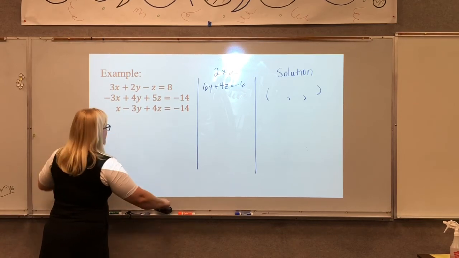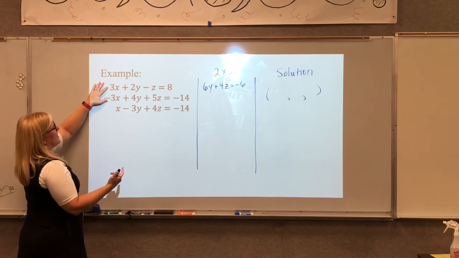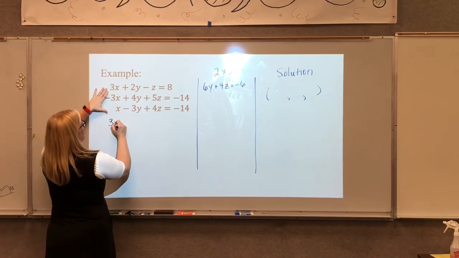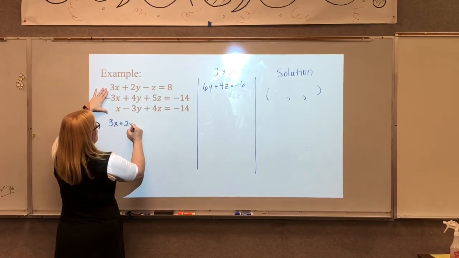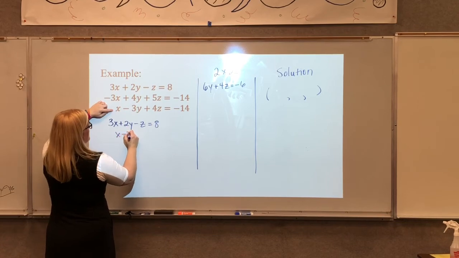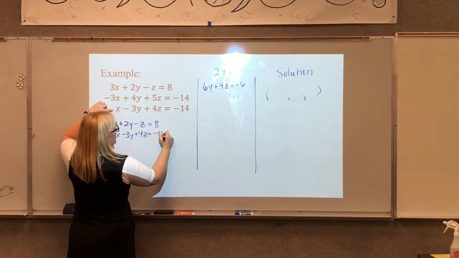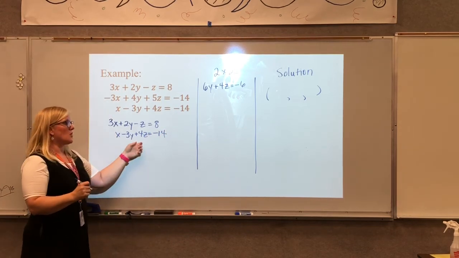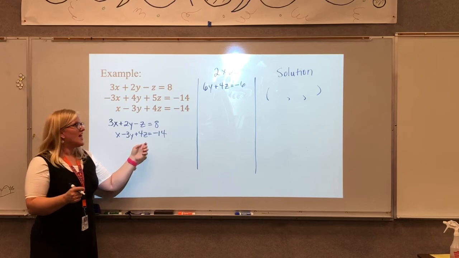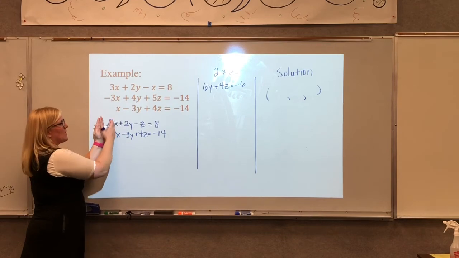Okay, so I did the first 2, and like I said, it doesn't matter really what you pick. I think I'm going to pick the first one and the last one. So I'm going to rewrite those. And this is x minus 3y plus 4z equals negative 14. Now the trick to this one is that you have to get rid of the variable that you got rid of for this one. So we've got to get rid of the x.